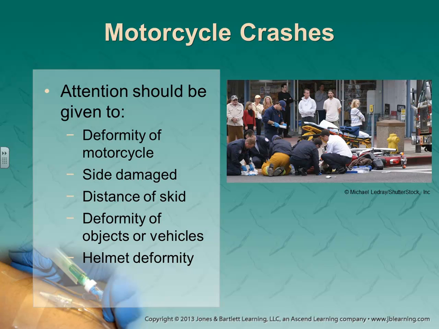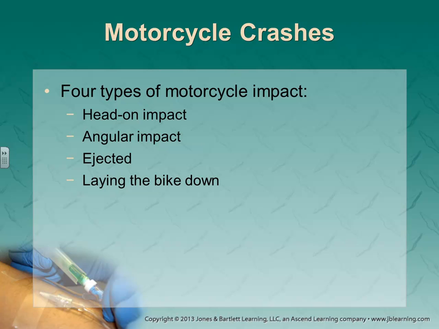So of course in our scene size-up, we've got to look at how badly the motorcycle was deformed, where it was impacted, how far it slid. Because depending on the surface and how far it slid, that could cause significant injury to the motorcyclist as well. And then helmet deformity. So you've got four types of motorcycle impacts. You've got your head-on, your angular, your ejected, and laying the bike down.